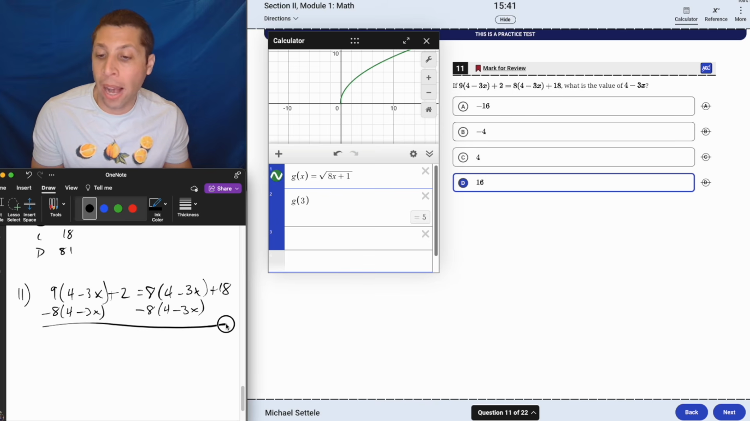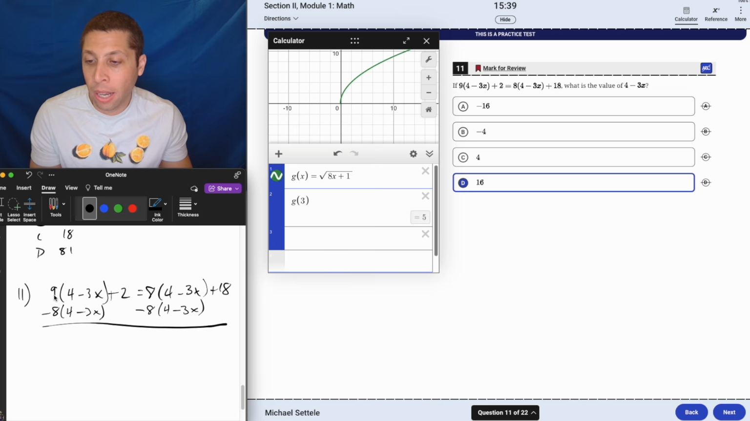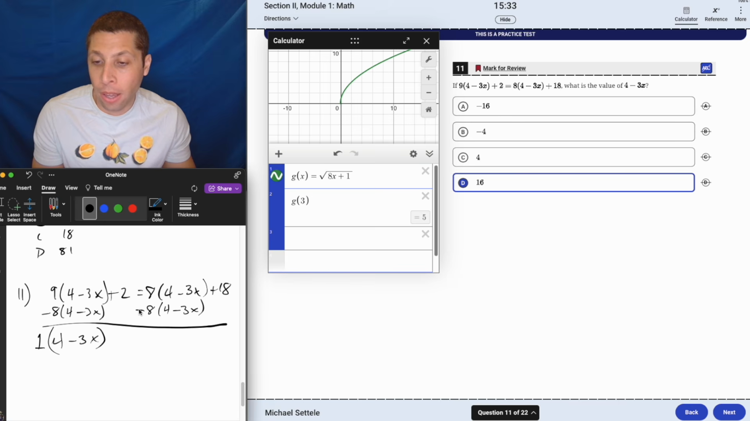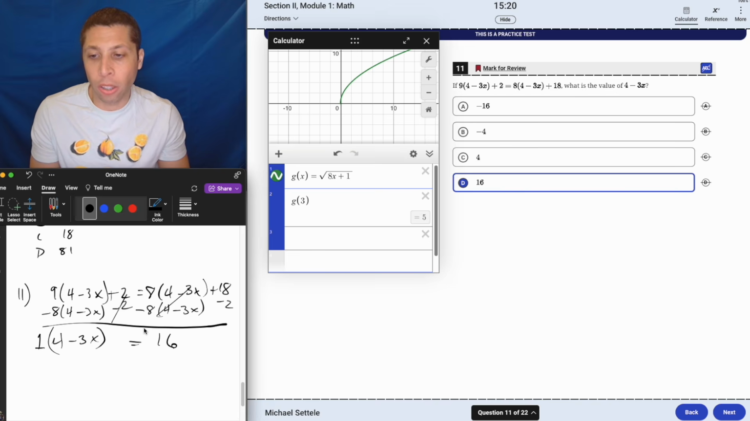This is the kind of deep algebra thinking that most people can't do. Because if we do this, we end up with just 4 minus 3x. In fact, I'll put the 1 out front. Then I got to get this 2 out of here, this 2 out of here, or gone, this is gone, and that leaves me with 16, which is what I got. But if you were to do all the distribution and everything like that, it would still work. You just got to make sure you remember to do the last step.